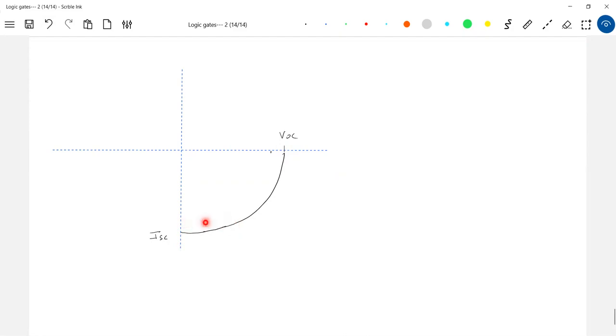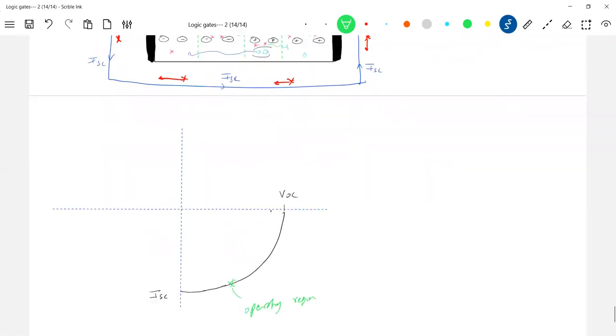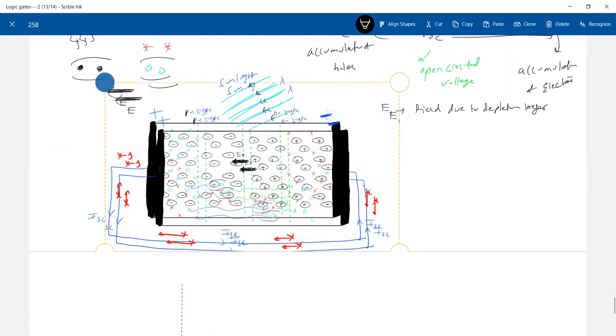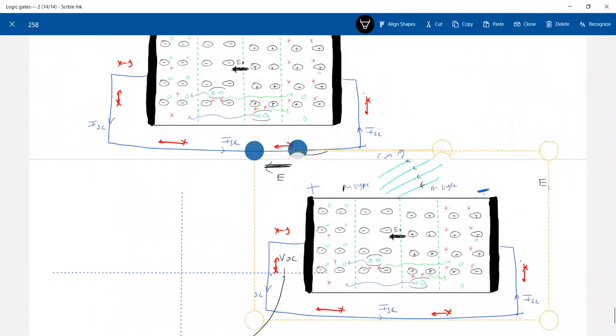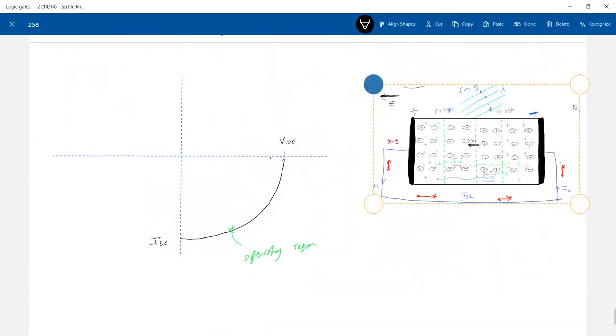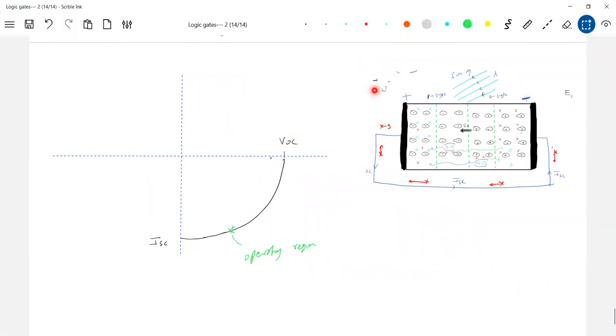Usually we prefer more current than voltage. So what is the operating point for this? The operating point will come here. This is the operating region. For that, what shall I do? I'm going to take this solar cell. So how do we operate there? I'm going to connect one resistor here.